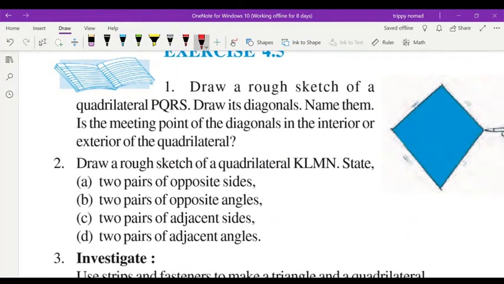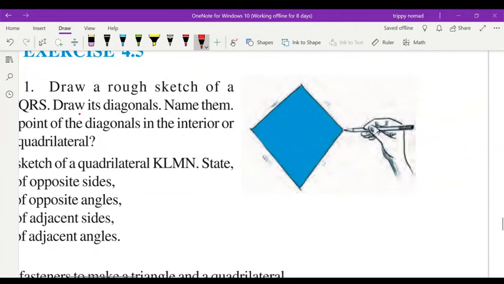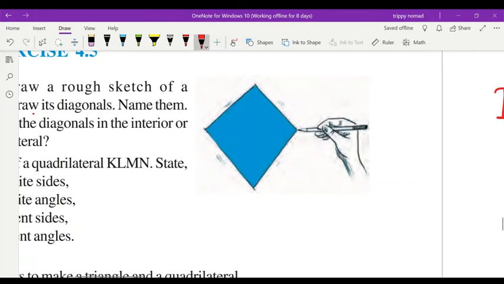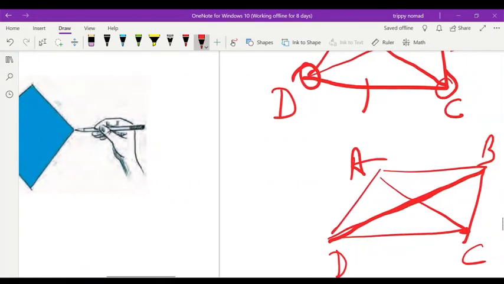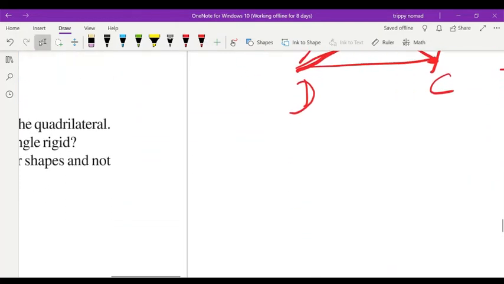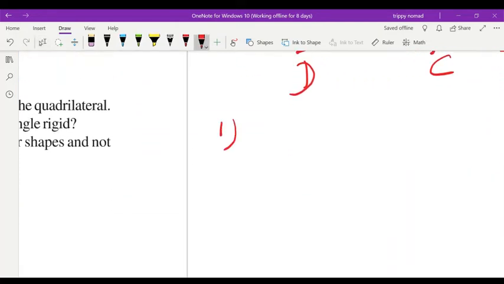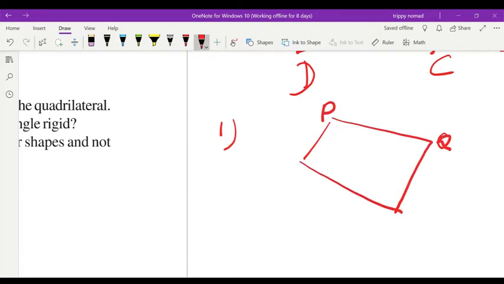Draw a rough sketch of quadrilateral PQRS. Draw its diagonals. Name them. Is the meeting point of diagonals in the interior or exterior of the quadrilateral? This is your question. Now we will start drawing the quadrilateral here as we have done in the first question. Any type of quadrilateral you can draw. P, Q, R, S.